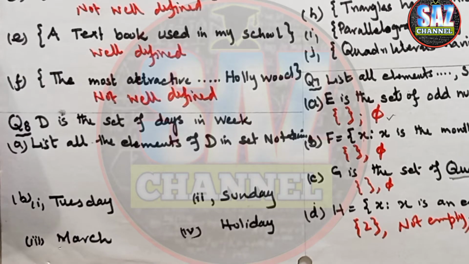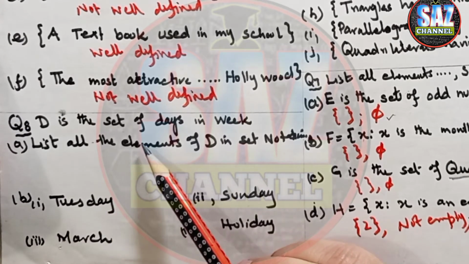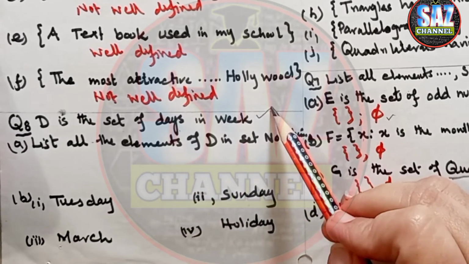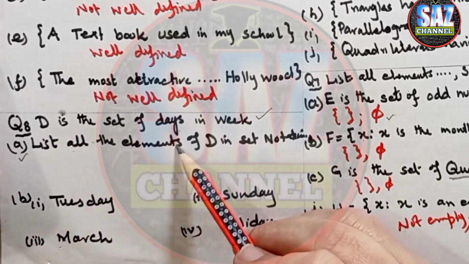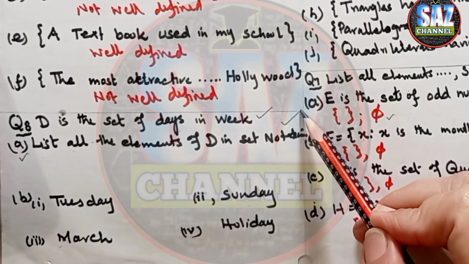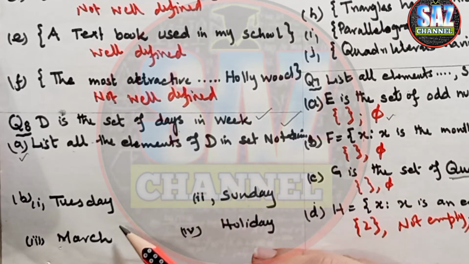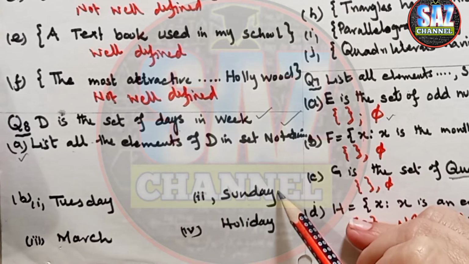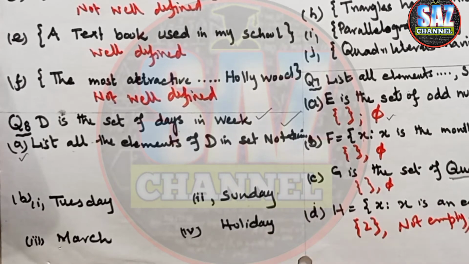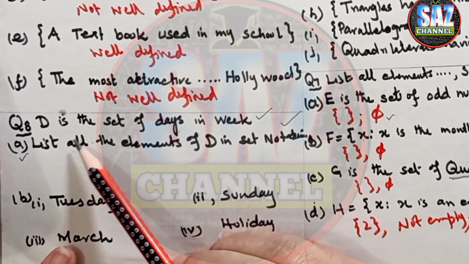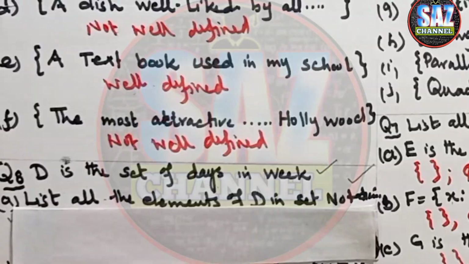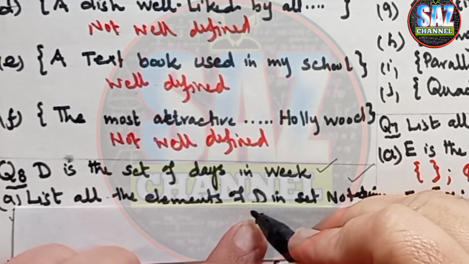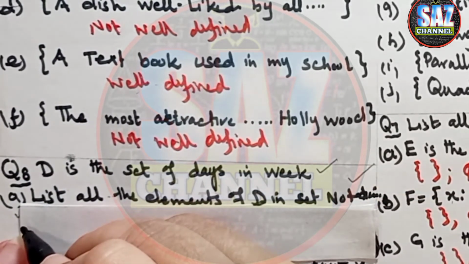Moving to the next question, question 8 says that D is the set of days in the week. Then the first part is that we have to list all the elements of D in set notation, and using the notation belongs to or does not belong to, describe each of the following as an element or not an element of D. Okay, the first requirement of the question is that D is the set of days in the week.